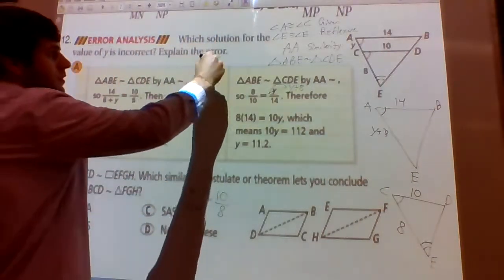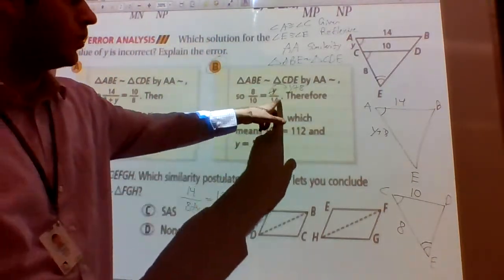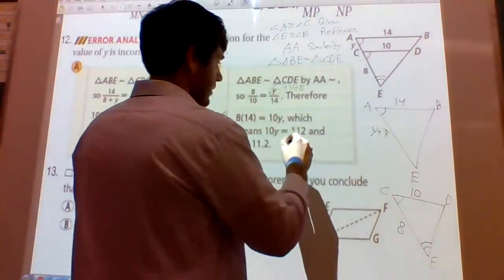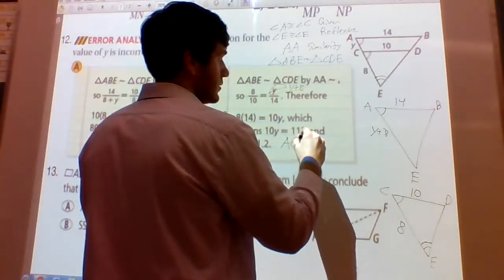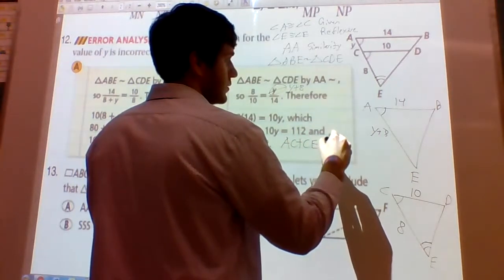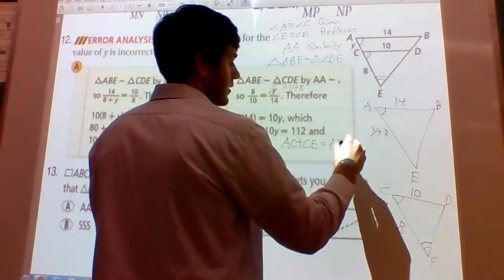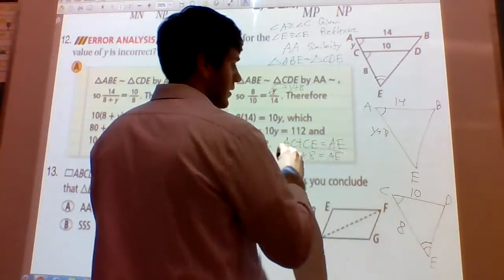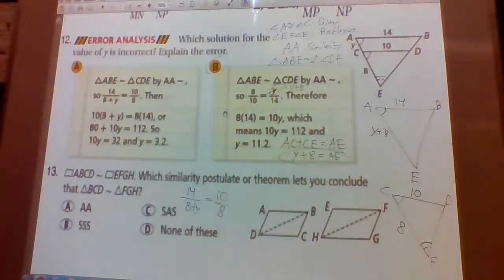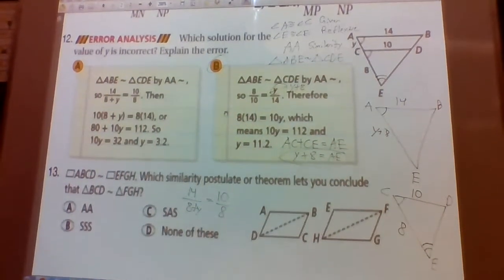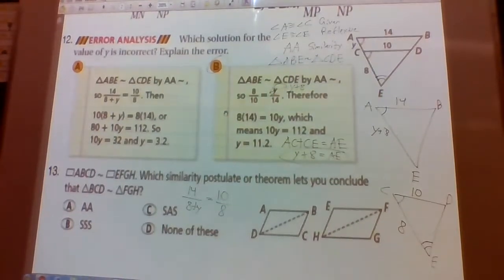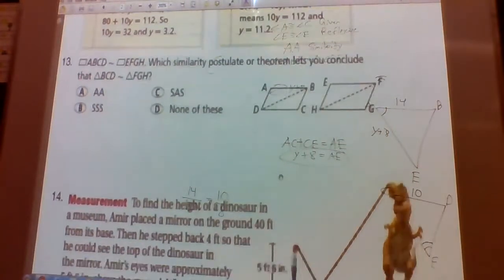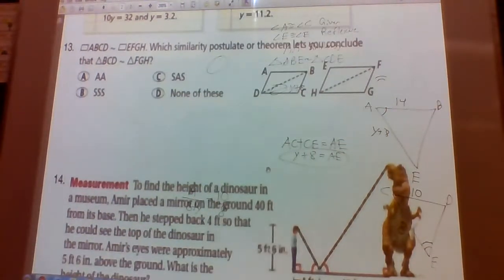Okay. So our explanation is that the whole length of AE is AC plus CE. So AC plus CE equals AE. So y plus 8 equals 8. Number 13. Can we have parallelograms?